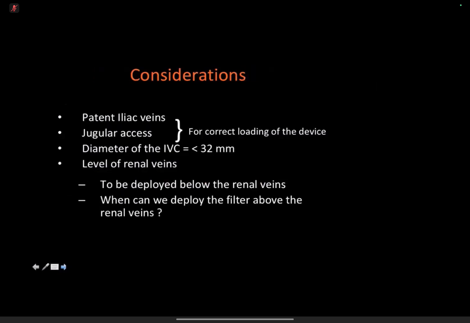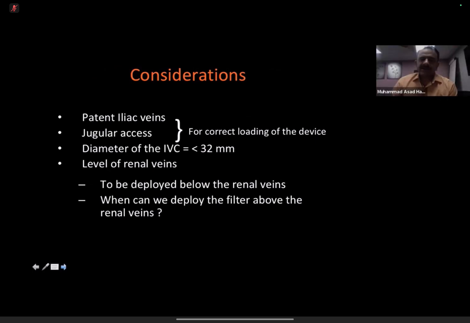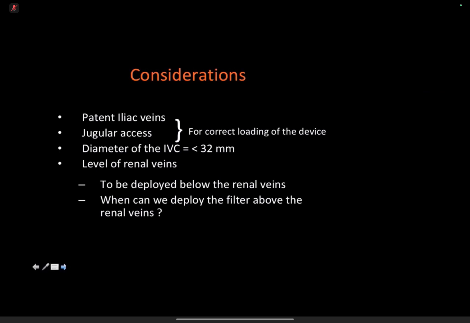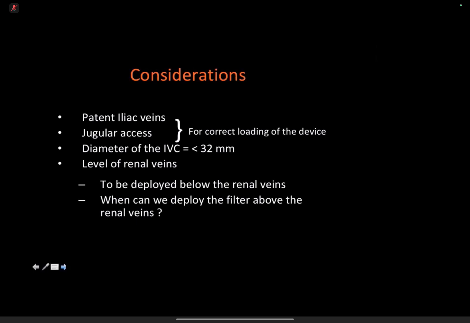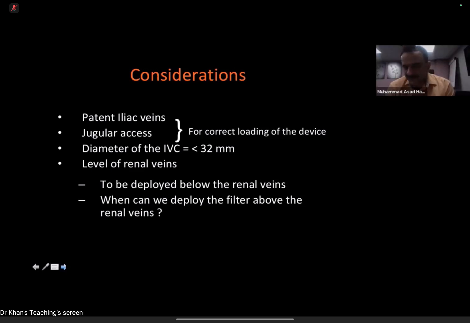Now, there are certain considerations before you deploy it. An IVC filter can be deployed through the femoral veins and can be deployed through the jugular access. So we have to identify which vessels are patent. The diameter of the IVC should be less than 32 millimeter because all the filters which are available in the market do not cater for any IVC greater than this size. Also, while deploying, you have to cater for the level of the renal veins because usually it is deployed below the renal veins. Are you aware of any situation where they can be deployed above the renal veins?